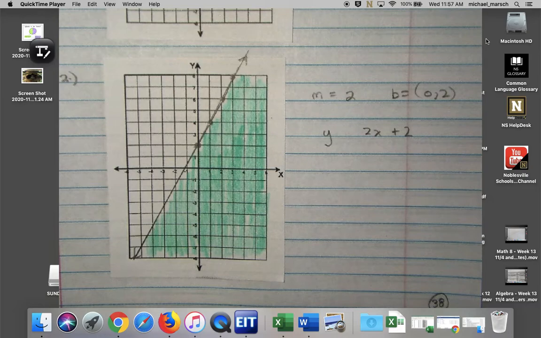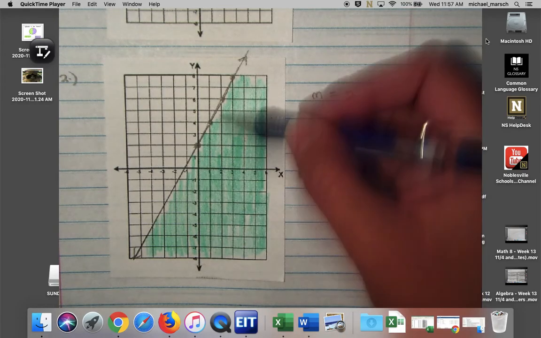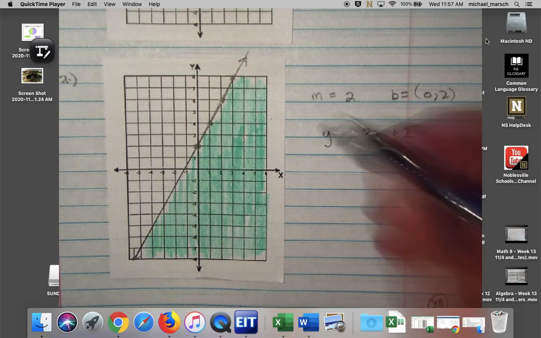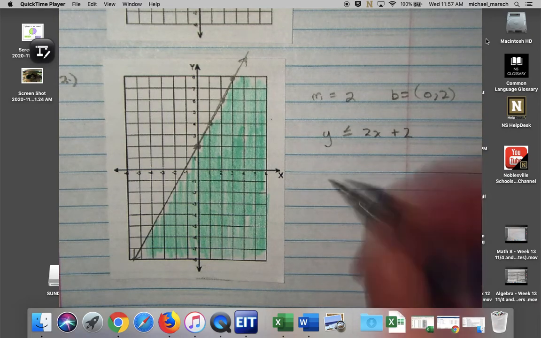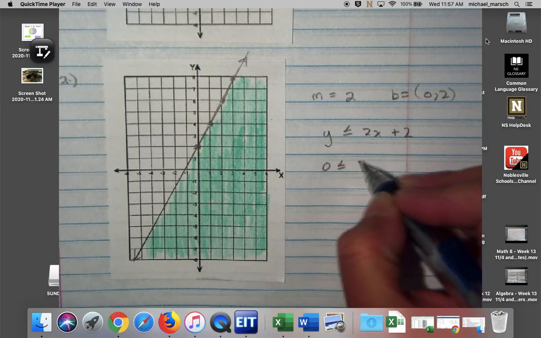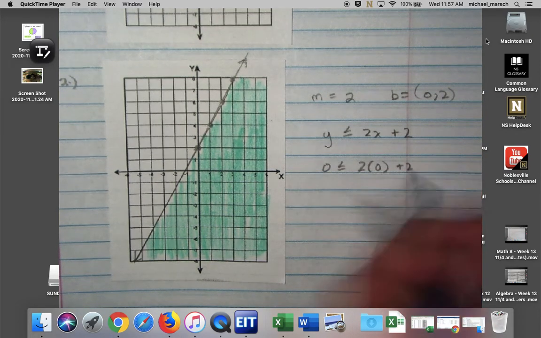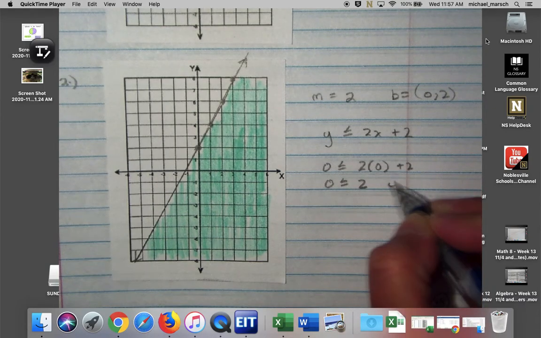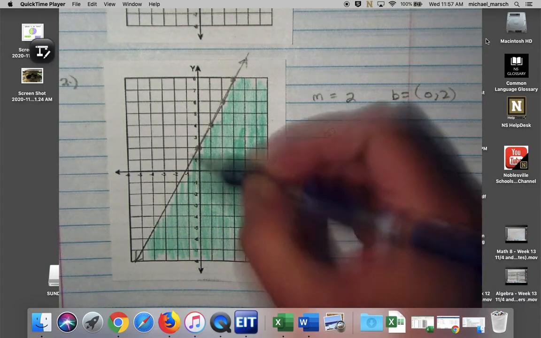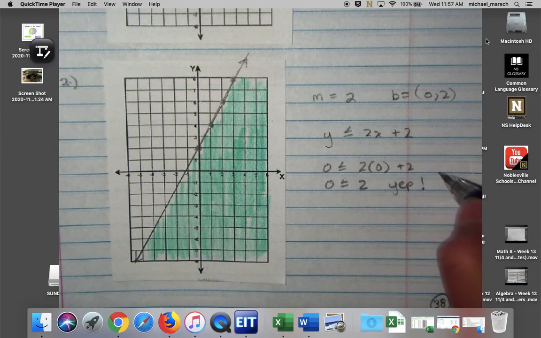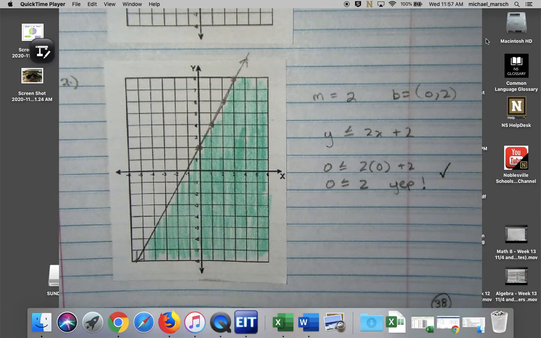Okay, why do you know it's or equal to? Because it's not a dashed line. It's a solid line. And it's going towards 0, 0, less, so it's going to maybe be less than or equal to. So let's test it out. Yep, that works. So we know it should have been shaded towards 0, 0. Everybody's happy.